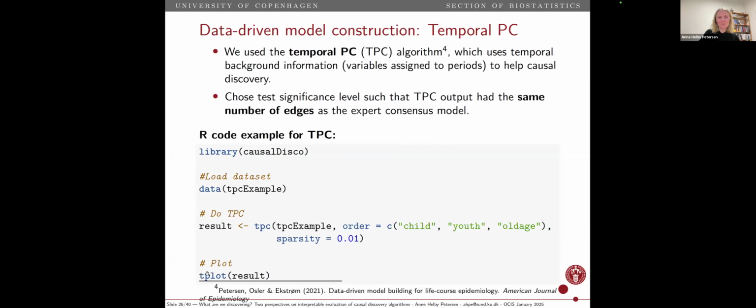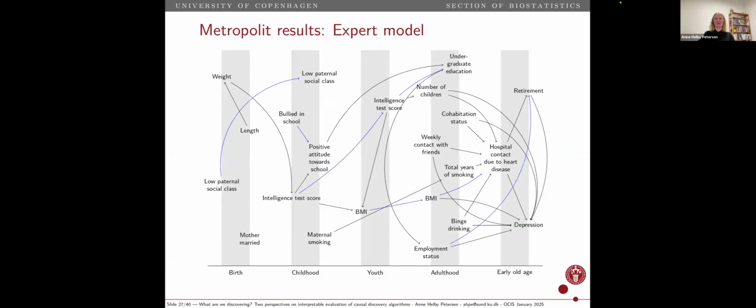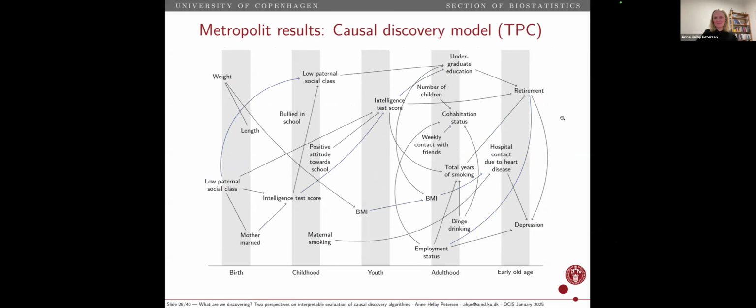So the final command here produces plots that look like what I have on the next slide. Okay, so this is the result from the expert model. And what you might note here is that some of the edges are blue. Those are their high confidence edges. So those are the edges they have the most trust in. And here is the estimate from the causal discovery procedure.